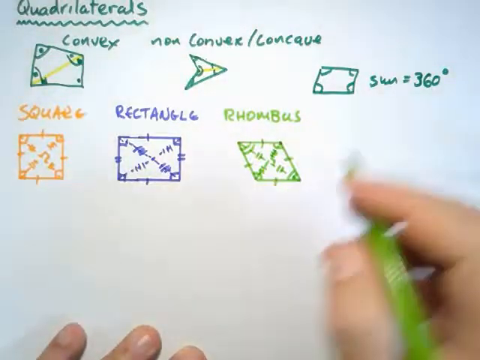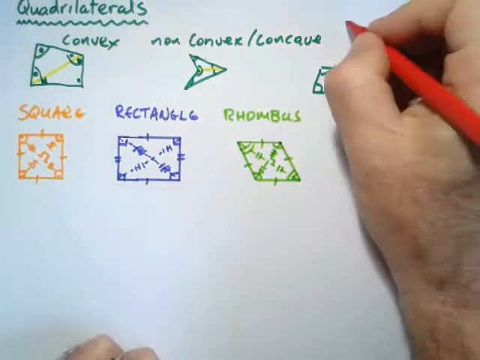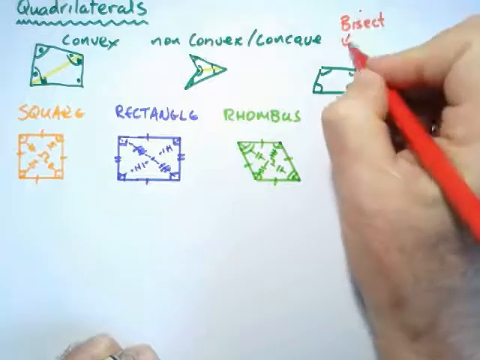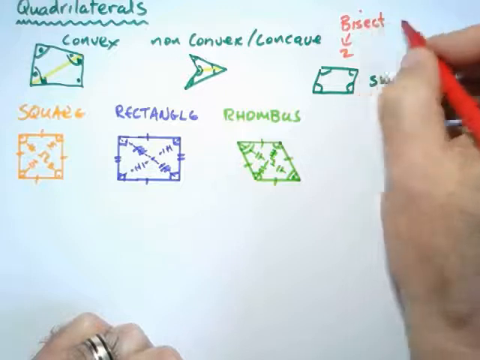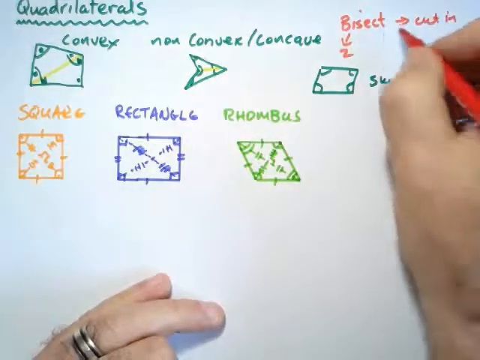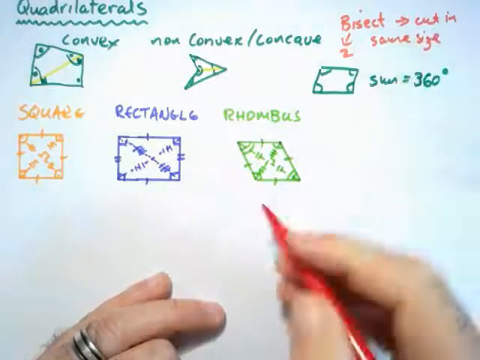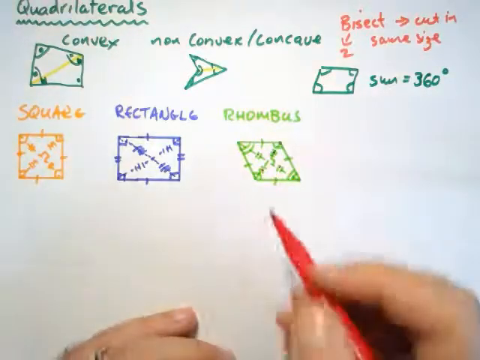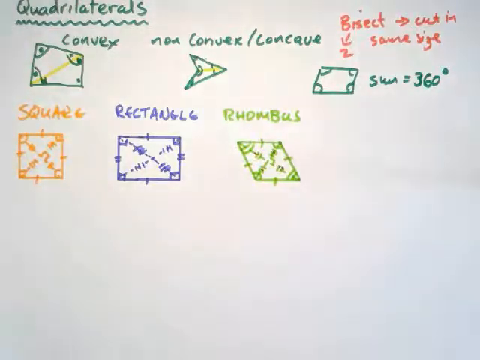Now just quickly, the word bisect, you just write it up there. Bisect. Bi means two. Sect is cut, so it cuts it in two. So bisect means cut in the same size. So when I say bisect each other, it means that that is the same as that and that is the same as that. Okay, so those are the same and those two are the same. That's what it means if it bisects.